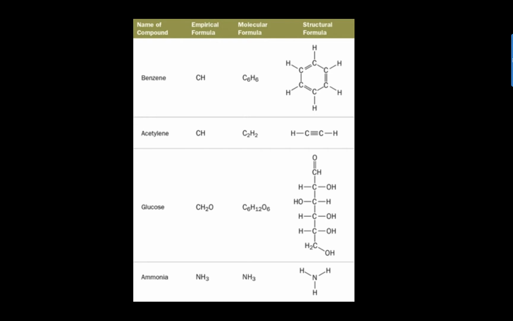The next one is acetylene. So you can see the empirical is CH. The molecular is C2H2, and then it shows you how those are bonded together. Same thing for glucose. And then for that last one, ammonia. So what we're going to focus on for now is the empirical formula and the molecular formula, and then later on we'll come back to those structural formulas.